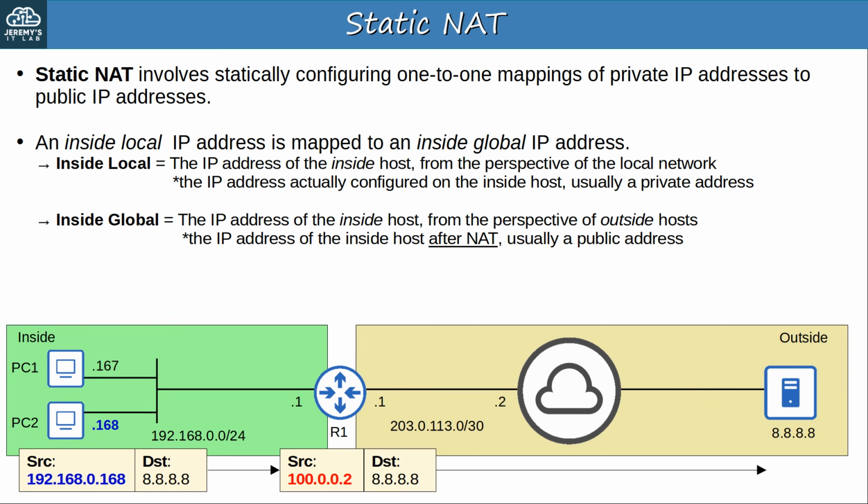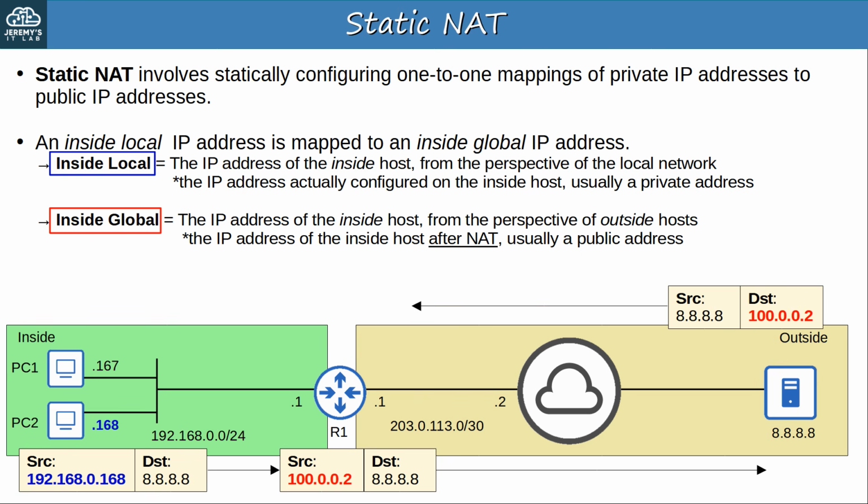So in this case, I configured R1 to translate PC2's IP address, 192.168.0.168, to 100.0.0.2. What's the name for 192.168.0.168? It's the inside local address, the actual IP address configured on PC2. And what's the name for 100.0.0.2? It's the inside global address, PC2's IP address after NAT. Anyway, the server sends the reply to 100.0.0.2, and R1 translates it back to 192.168.0.168 and sends the reply back to PC2. So that's basically how static NAT works.